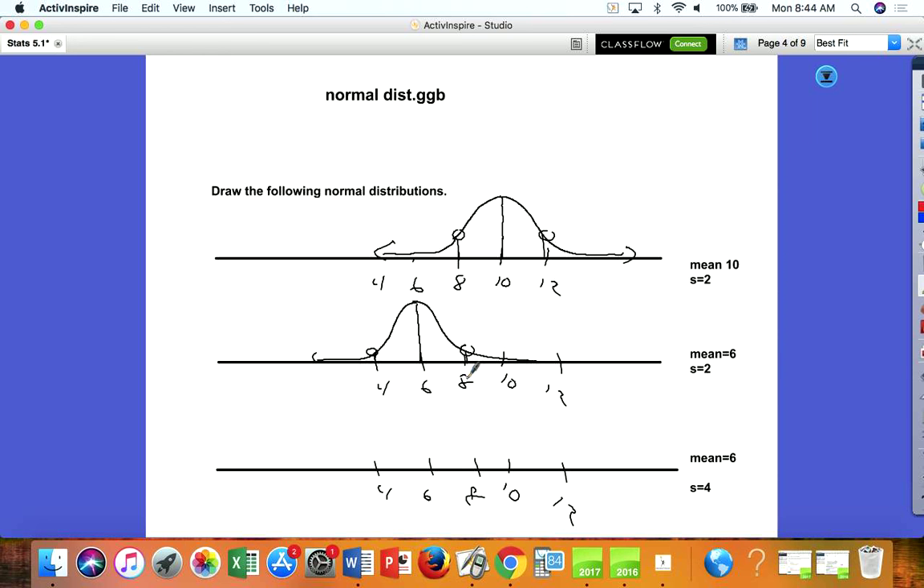Now the next one, I'm not going to make the height the same. I'm going to make the height a little bit different because it's going to be more spread out. So I'm going to try to make my inflection points at 4 units to the left and 4 units to the right. So the standard deviation is 4 now. It's more spread out.